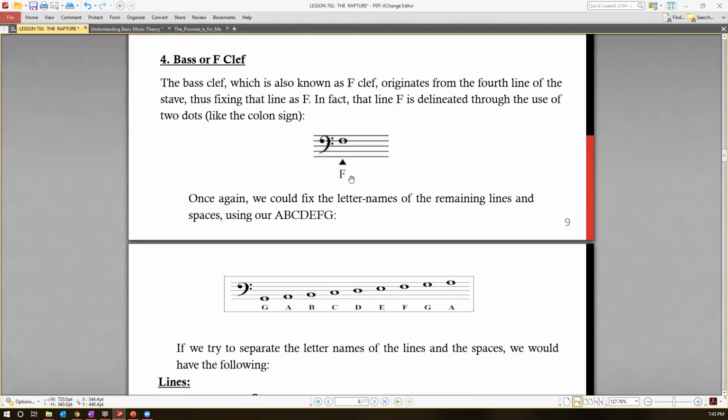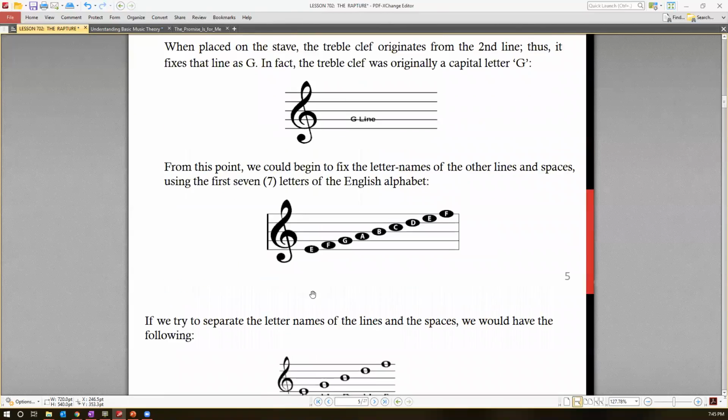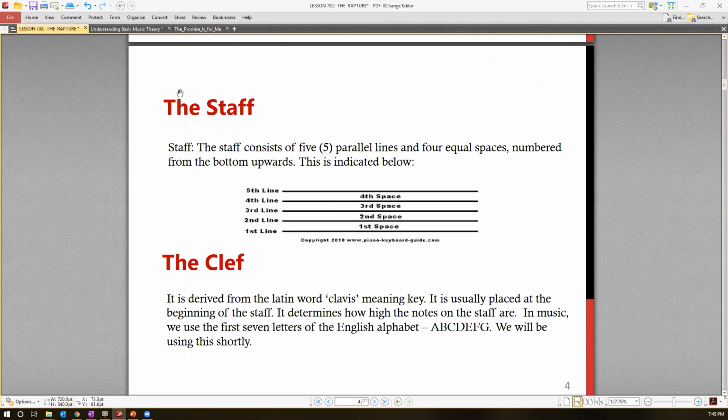Okay, so we're going to go to the bass clef. Now, the bass clef or the F clef, originates from the fourth line of the stave. Now remember, the plural for staff is a stave. Just to refresh our memory, that's the staff. If we have many staffs, we will call that a stave.